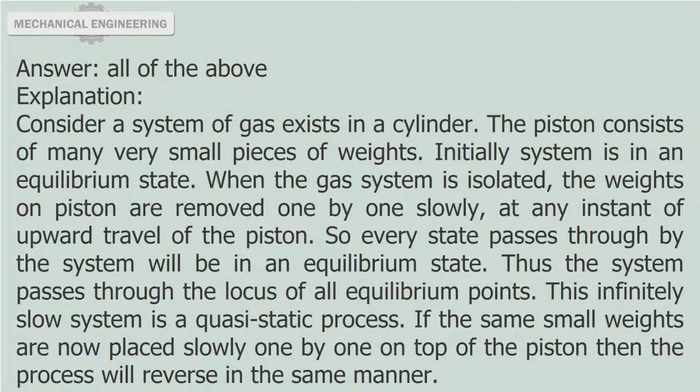So every state passed through by the system will be in an equilibrium state. Thus the system passes through the locus of all equilibrium points. This infinitely slow process is a quasi-static process. If the same small weights are now placed slowly one by one on top of the piston, then the process will reverse in the same manner.